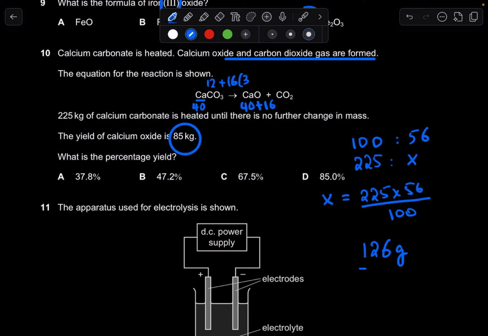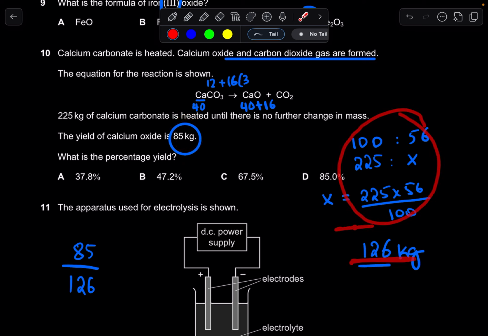I should have 126 kilogram, not gram, kilogram, because when you take one thing in kilogram, you convert all other things to kilogram. Okay, so I should have 126 kilogram, but I have 85. So what is going to be my percentage yield? It's going to be 85, which is what I have, upon 126, which is what I should have, because when I performed it in laboratory I got 85, but in reality this is what the theoretical mass is coming out to be. When in theory, when I calculated it out, that 1 mole gives me 1 mole mass of this, gives me 56, so 225 should give me this.